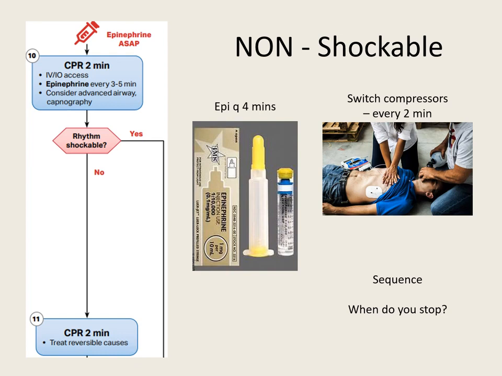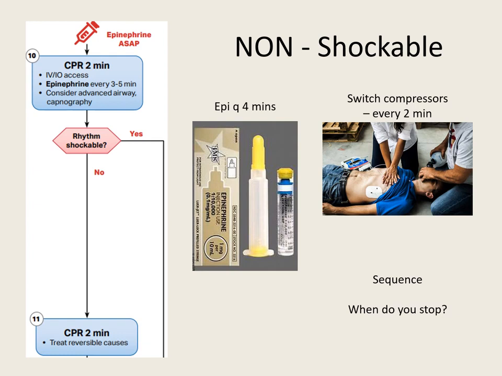And here's the whole non-shockable side of the cardiac arrest algorithm. Go epi early. CPR, IV IO access, 1 milligram every 4 minutes for the duration of the code. Get that advanced airway so we can do continuous compressions and give 1 breath every 6 seconds, and slap that continuous waveform capnography. Remember, switch compressors every 2 minutes because high quality CPR makes you tired.